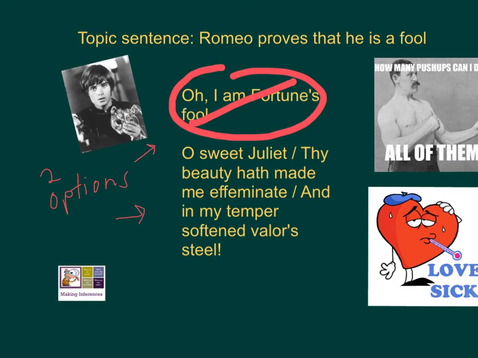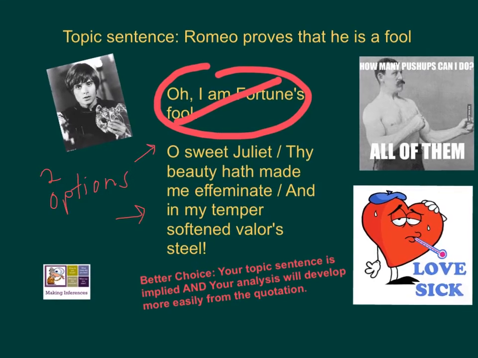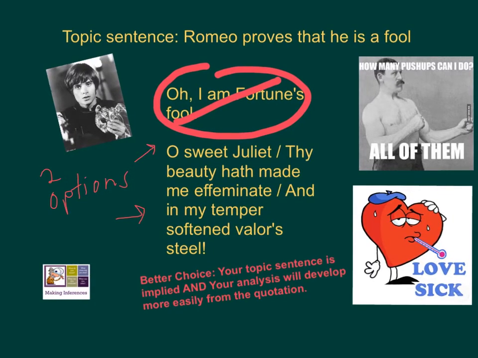This quote does much more than just restate the topic sentence. It implies that Romeo is a fool, and it would give you so much more room to do great analysis. Think about it. You could argue that Romeo is a fool because he's lovesick. Or you could argue that Romeo is a fool because he's too manly. When his boys get insulted, or worse, killed, he turns to violence to defend them. So, all in all, this second quotation is a much better choice.